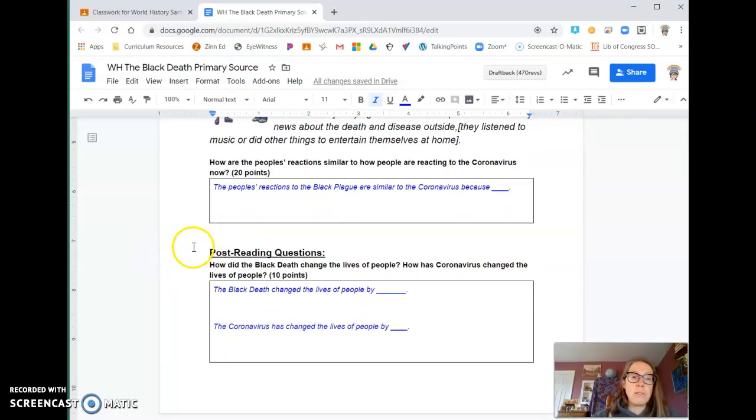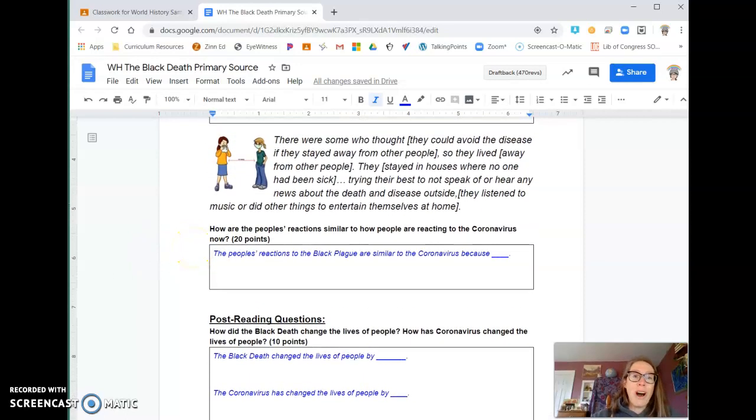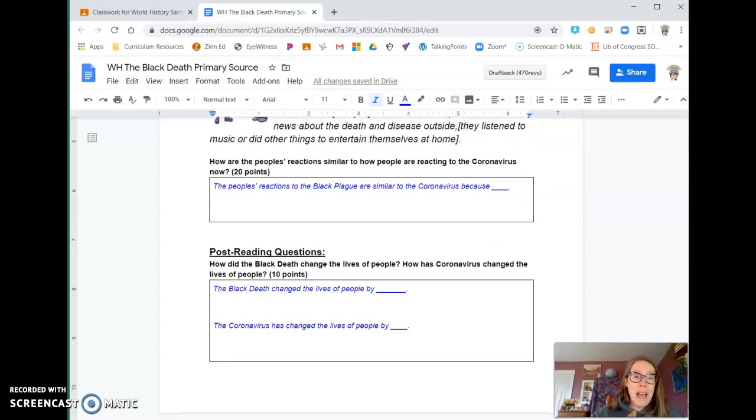And now we're to our post-reading questions. So good job, historians. All of this italics we read together, and that was a primary source. It was written in the 1300s, and we read this together. Good job. So now we're to our post-reading questions. How did the Black Death change the lives of people? How has the coronavirus changed the lives of people? And there are two sentence stems you can use. The Black Death changed the lives of people by, and the coronavirus has changed the lives of people by blank.